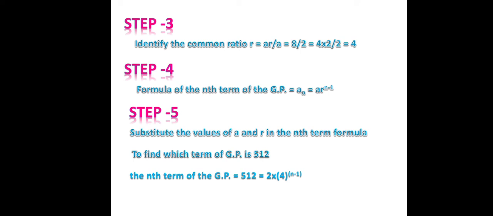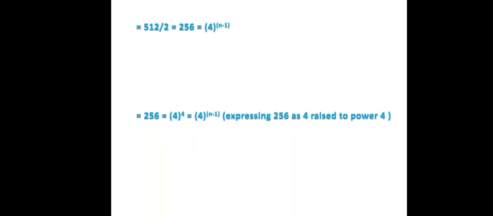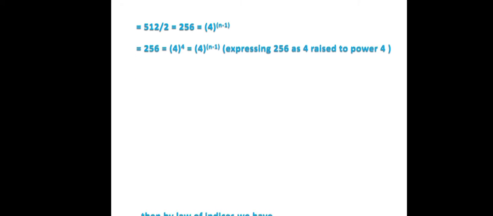So 512 will be equal to 2 into 4 to the power of n minus 1, and here in this equation we need to find the value of n. So we have to transpose all the numerical values to one side so that we'll get the value of the variable.